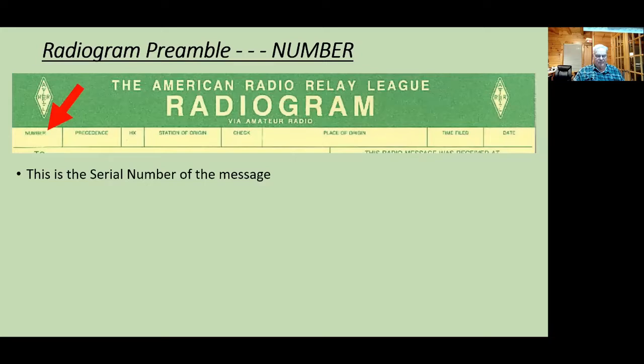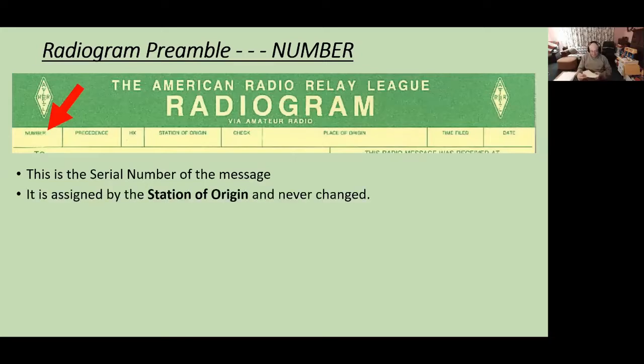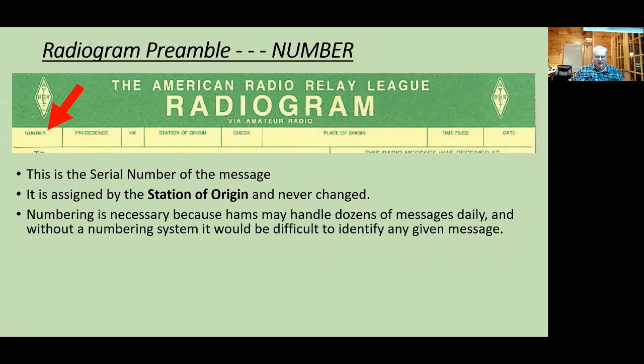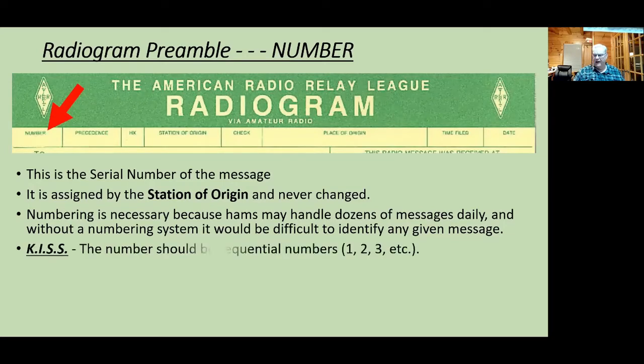Number, that's the serial number for the message. You, as the station of origin, assign that number. It can be anything you want, but we do need to have numbers because that's the best way to keep track of what the radiograms are. Keep it simple, stupid. Don't go crazy with the numbers. Start off with 1, 2, 3, and so forth. That's what I've done, and I'm up over 400.